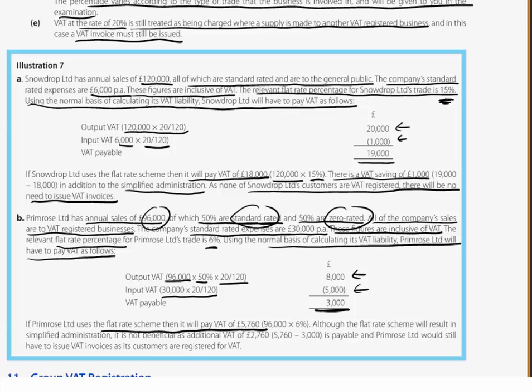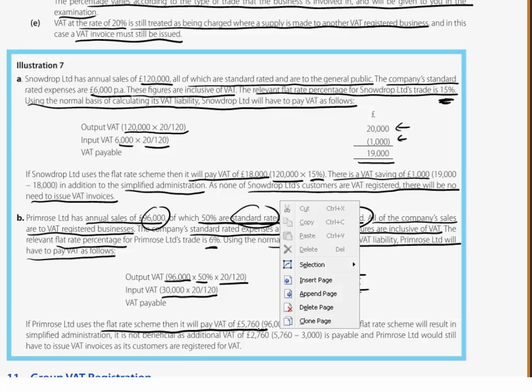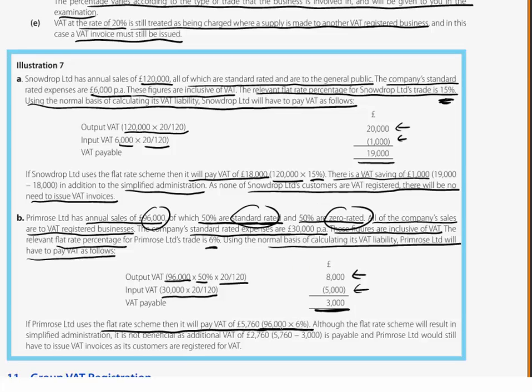Then it will pay VAT, well there the end result, £5,760, being the VAT inclusive figure of sales where applicable, £96,000 times the given flat rate percentage, 6%. Now very clearly therefore we can see that this is significantly greater than what your normal VAT payment would be.